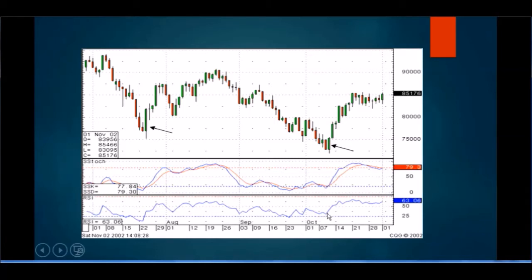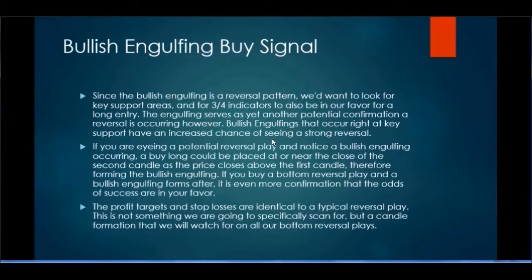You can confirm those, however, also with the indicators on that one and on this one here. That's what we want to see. We want to see a confirmation with 3 or 4 indicators with this play for reversal topside. Really simple, nothing crazy with this bullish engulfing.